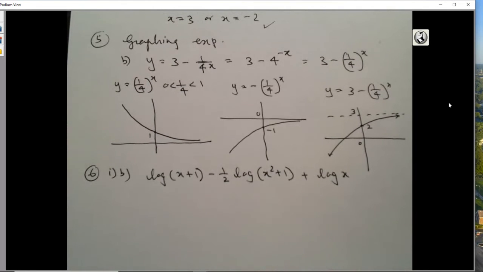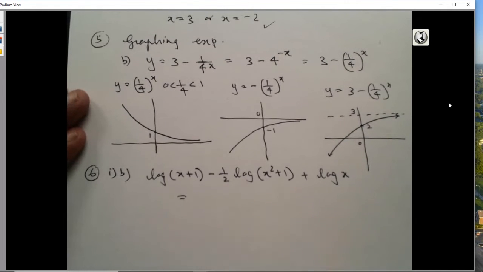When you talk about log, we know that if there's a sum, that means you're going to multiply inside. If there's a difference, that means you're going to divide inside, right? So that's exactly what we're going to do. What's the base here? Base 10.